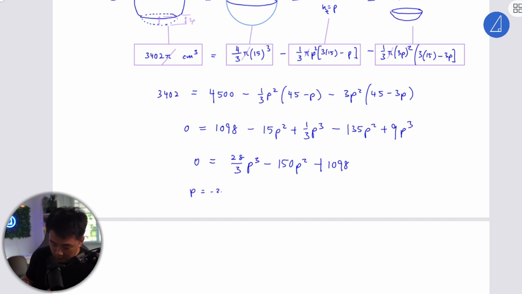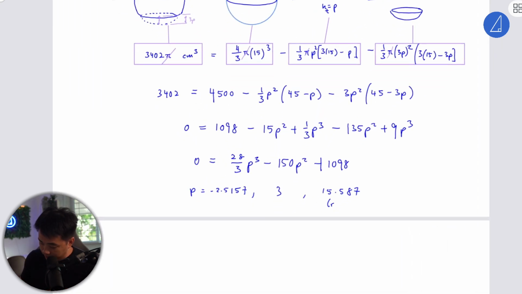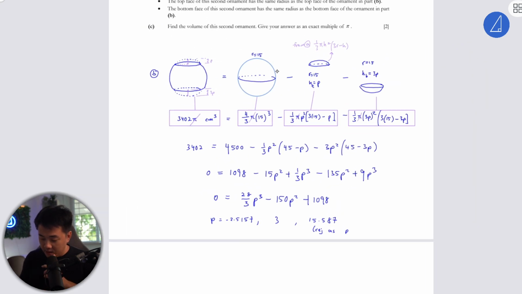p will be minus 2.5157. Then we have p equals 3. Then obviously we need to reject some of them, right? I think 2 of them. So reject, as p obviously is less than half of r. It cannot be more than 15, right?